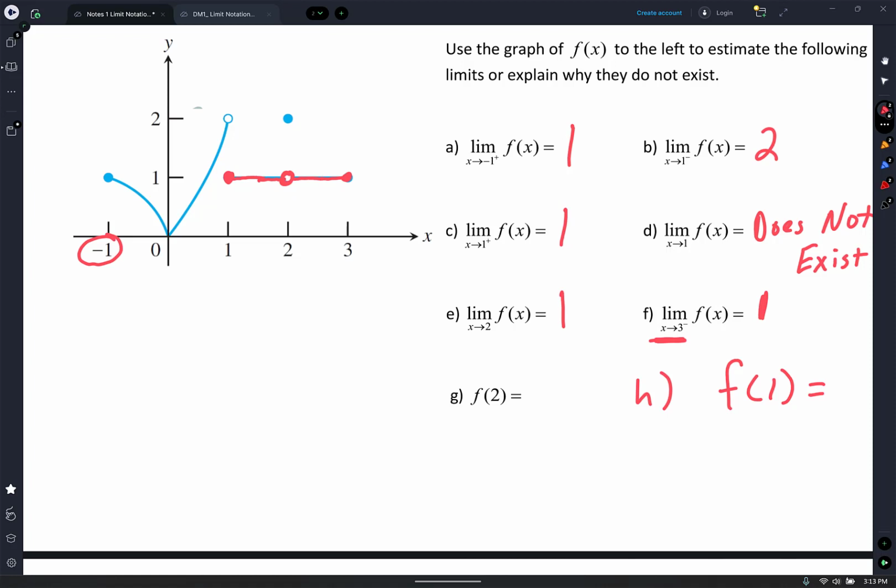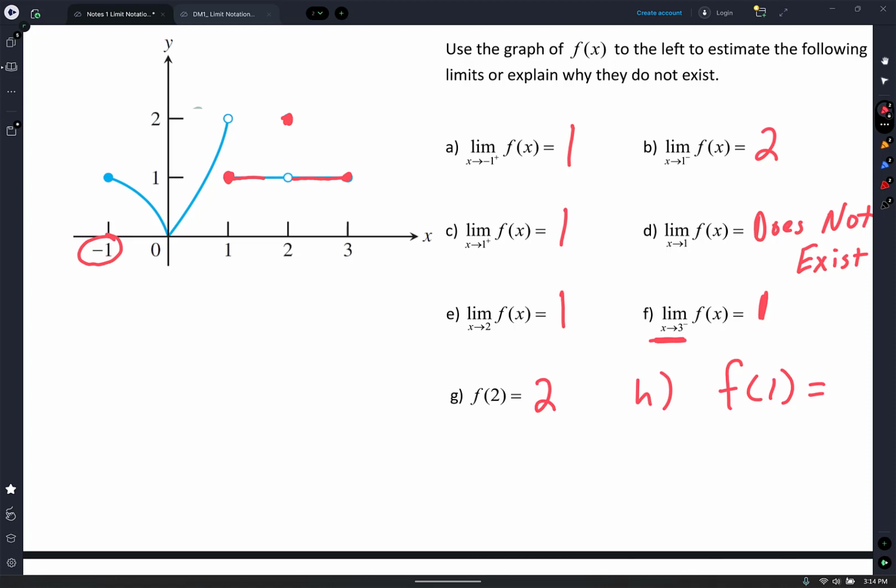Look at letter G. Does the letter G have the word limit in the front? It does not. So that just means f of 2. When x is 2, what is my y value? This is a function. When x is 2, I have a hole at 1. So you're not defined there. Where is it defined at x equals 2? At 2. So f of 2 is 2.